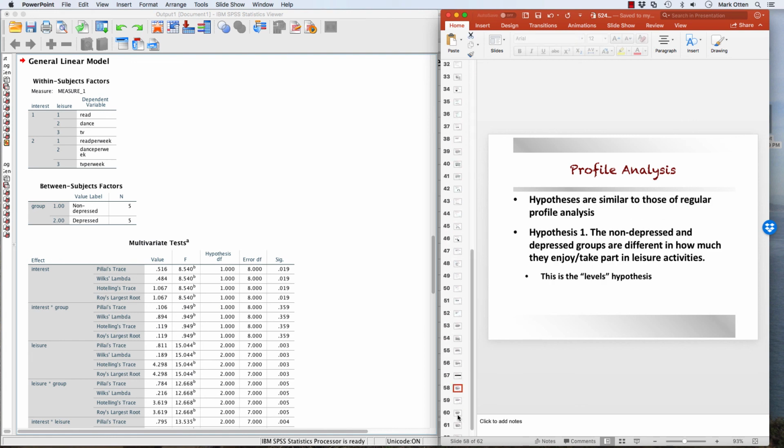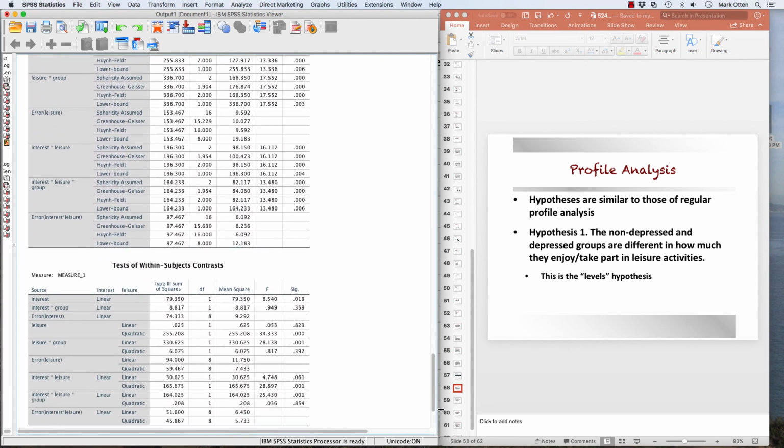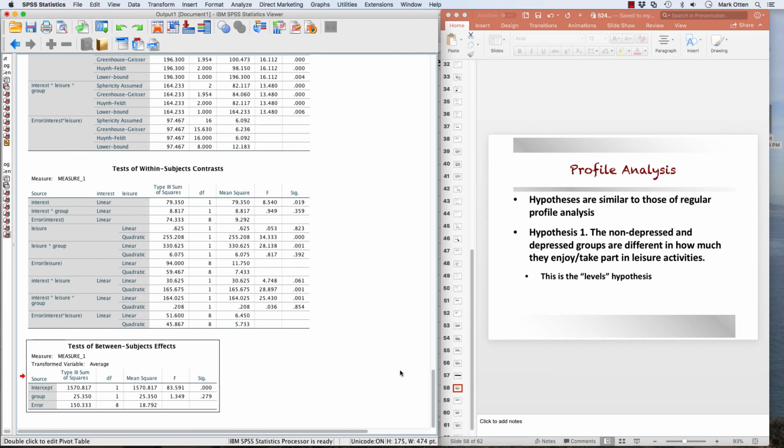That is this one here. The non-depressed and depressed groups are different in how much they enjoy or take part in leisure activities. This is the levels hypothesis. And really you're combining everything together just to compare depressed and non-depressed groups. So we're going to go down to the tests of between subjects effects, and the F statistic that ultimately results here is 1.349, p-value 0.279. So we're actually finding that there is no significant difference between non-depressed and depressed groups. Okay, so that's the first one.